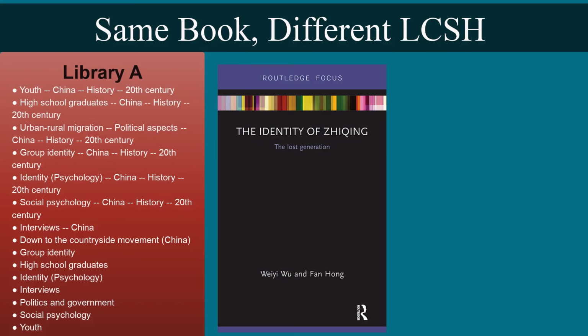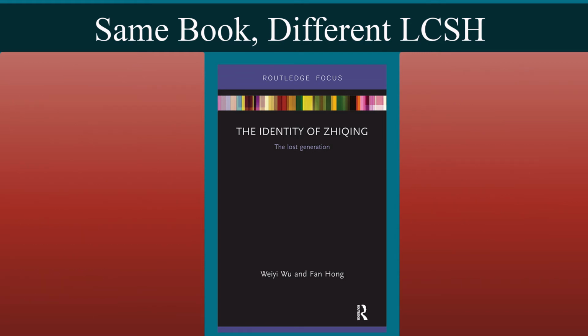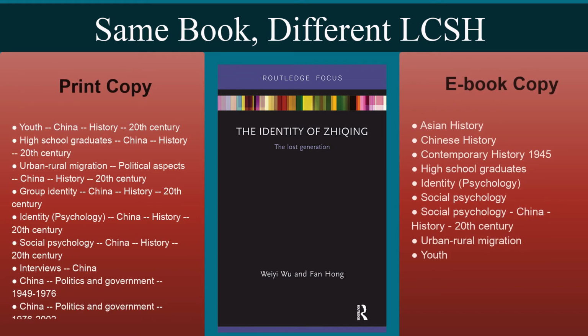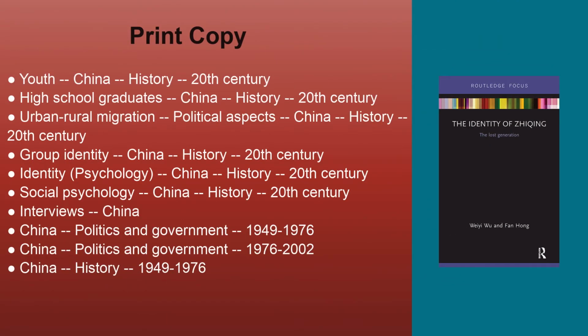In addition, librarians from different universities may assign different numbers of subject headings, and broader or narrower subject headings to the same book. Even print and e-copies of the same book from the same library can be assigned different subject headings. Generally speaking, subject headings of print copies are likely to be more accurate.